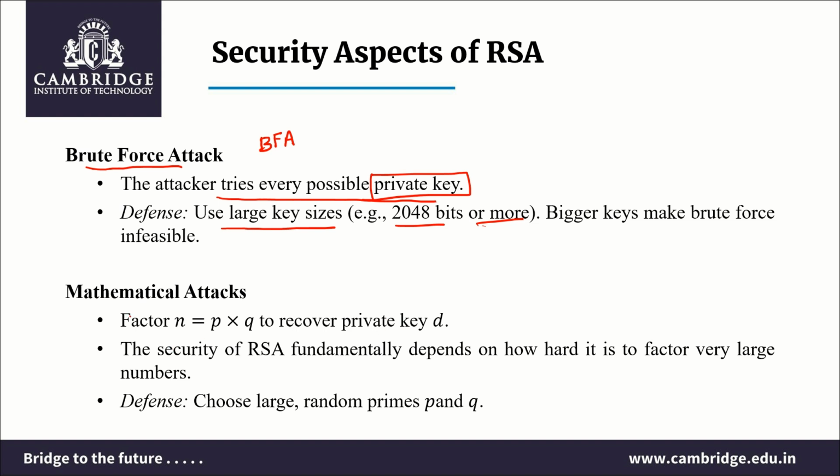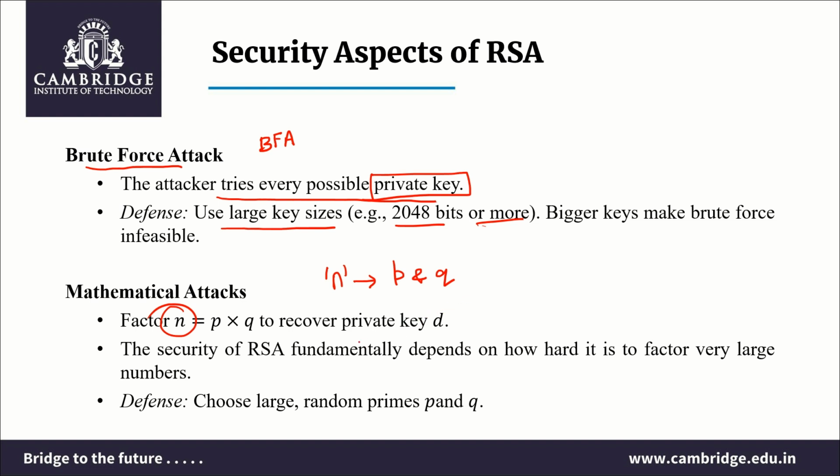Next, coming to the mathematical attack, as I just mentioned about this factor n, you have this n, which is the product of two prime numbers. Now, when I know n, how will I derive p and q? Is it easy for me to derive p and q, or does it take quite a good amount of time?